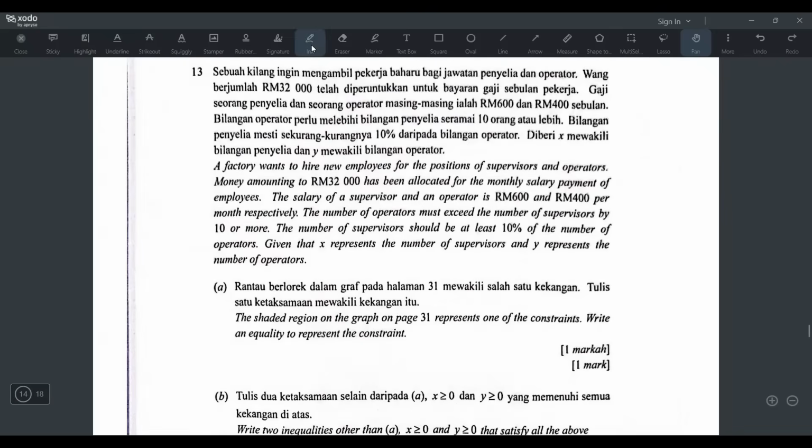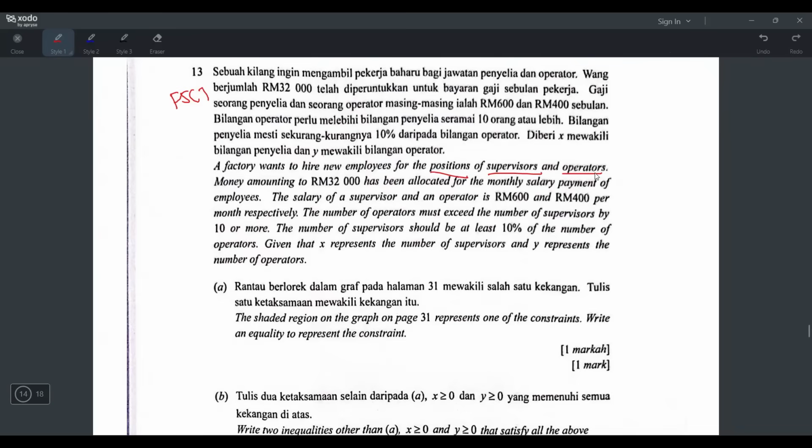Okay, 13. This one we have to use graph paper. This is a linear programming question, right? Form 5, chapter 7, linear programming. In Bahasa Melayu, pengaturcaraan linear. Okay, let's read. A factory wants to hire new employees for the position of supervisor and operator.